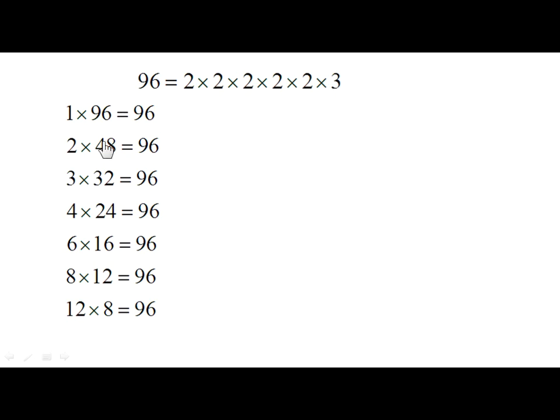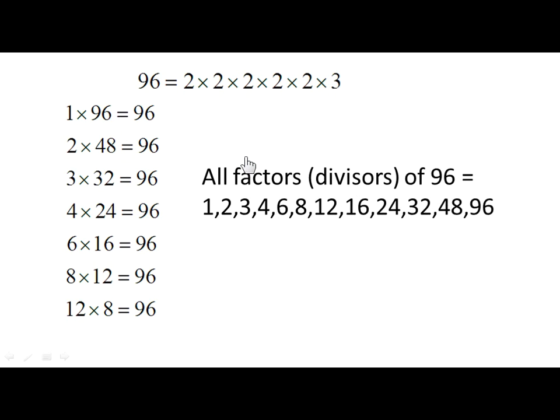All divisors of 96 can be written from this list: 1, 2, 3, 4, 6, 8, then 12, 16, 24, 32, 48, 96. All are the divisors of the given number 96. In this way we can find all the factors of 96 and list them out. This is the way by which we can find the factors of any natural number.